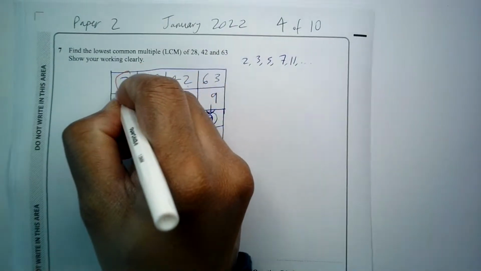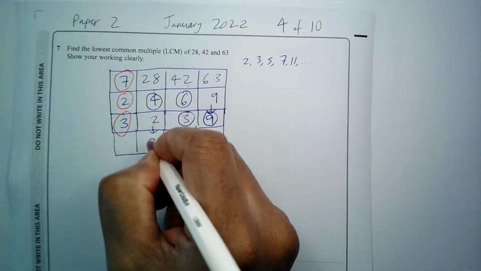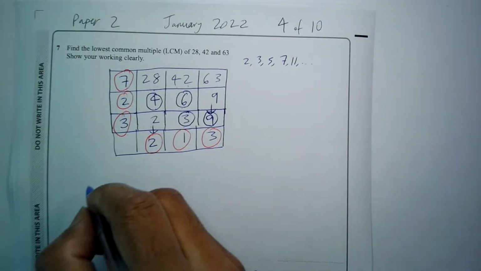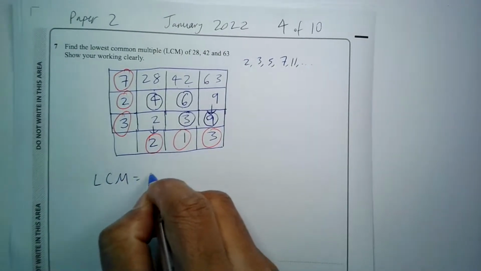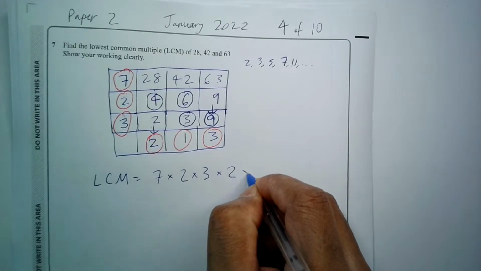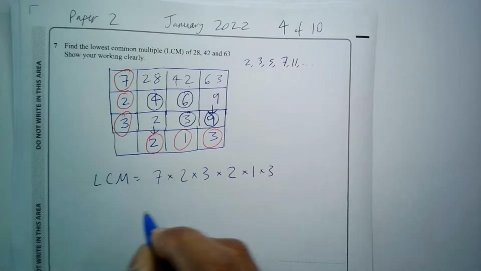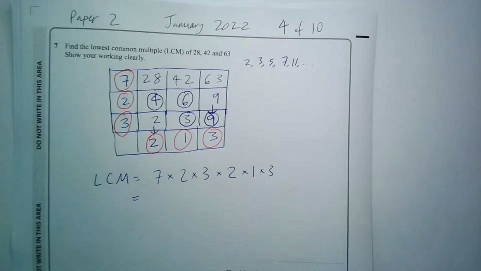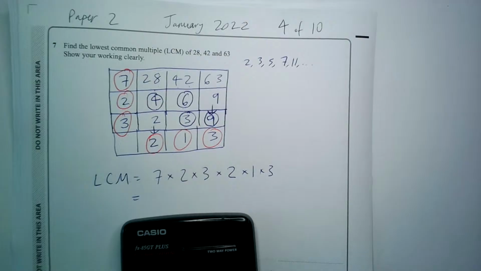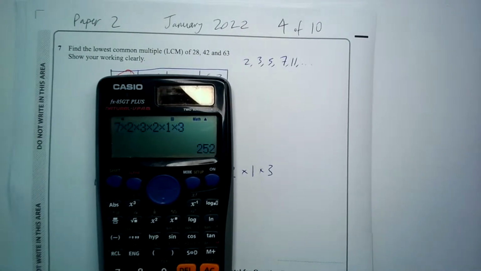So my LCM is going to be these numbers. Okay, so my LCM is going to be 7 times 2 times 3 times 2 times 1 times 3. And all I now do is put this in my calculator. 7 times 2 times 3 times 2 times 1 times 3 gives me 252.